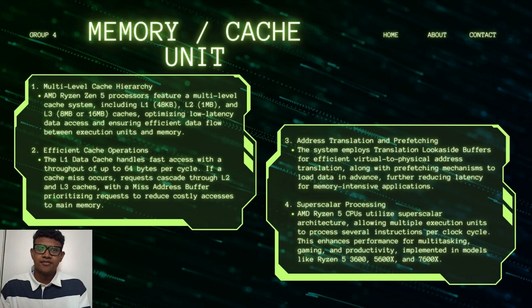The second is efficient cache operation. The L1 data cache handles fast access with a throughput of up to 64 bytes per cycle. If a cache miss occurs, requests cascade through L2 and L3 cache with a miss address buffer, prioritizing requests to reduce costly access to main memory.